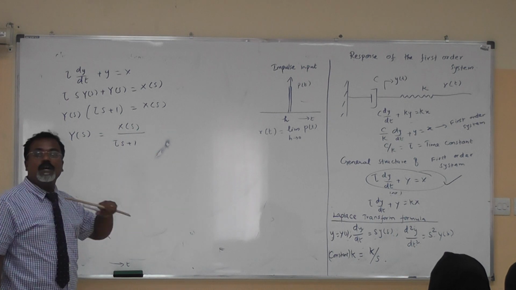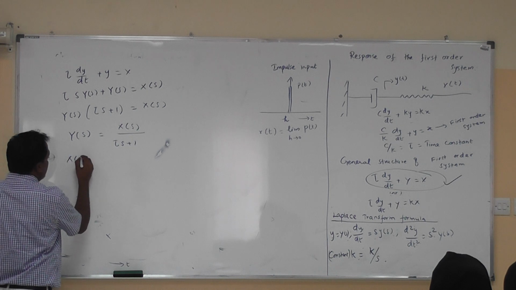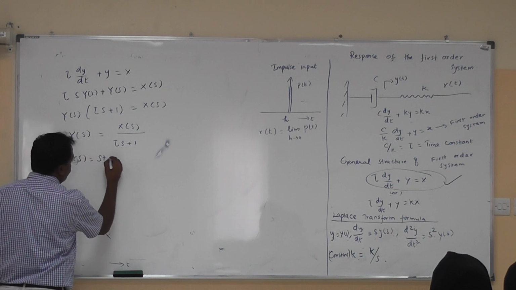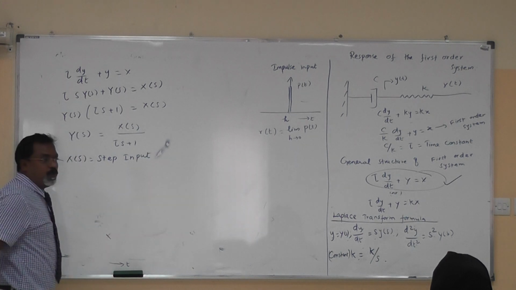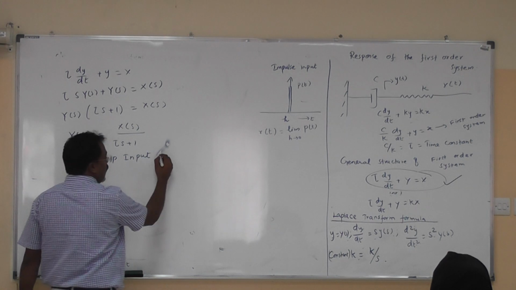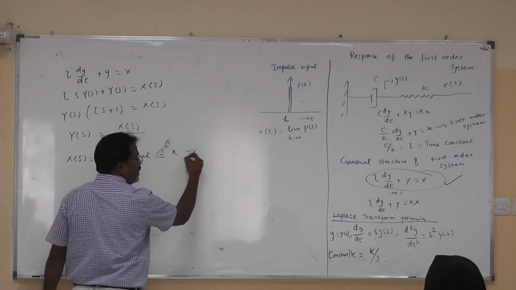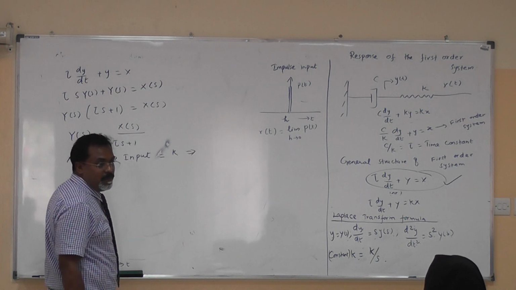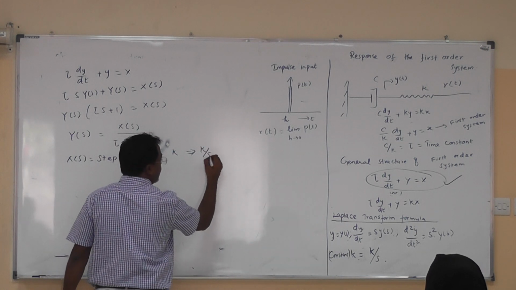The input, assume I am going to give a step input. X of s, I am going to take it as a step input. The step input means it is a constant input. Constant means you assume k. If you want to convert k into Laplace transform, what will come? Constant means k by s.